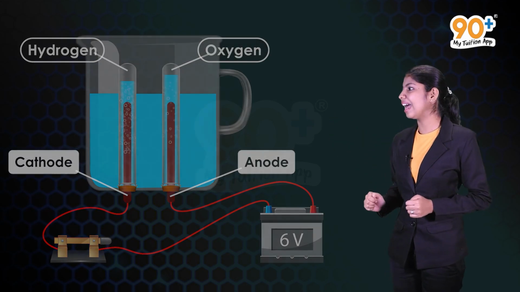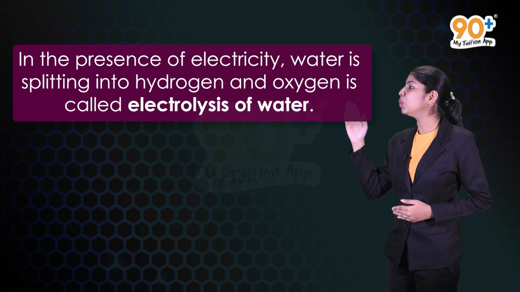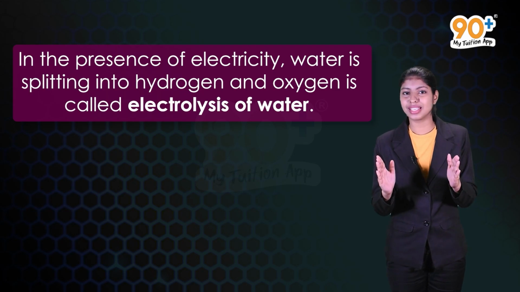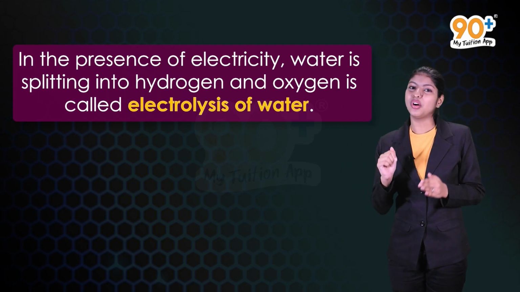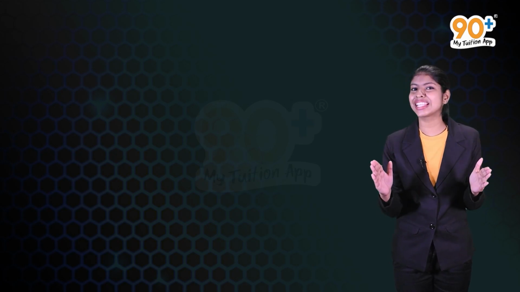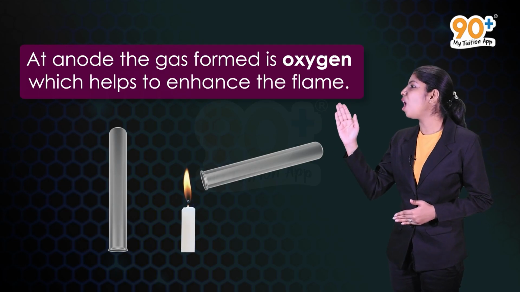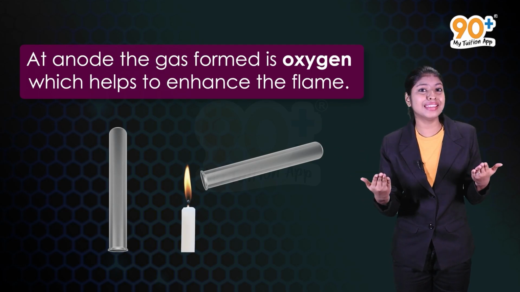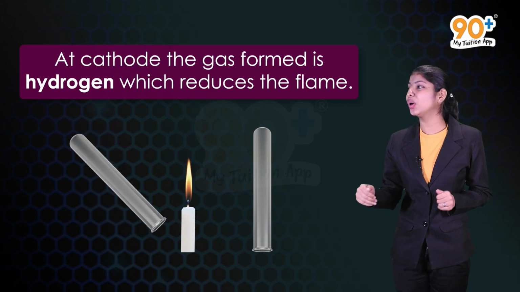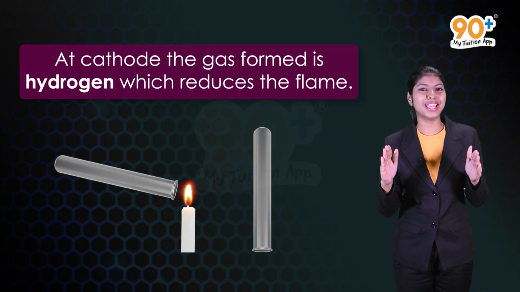So we can say that in the presence of electricity, water splitting into hydrogen and oxygen is called electrolysis of water. So friends, let's conclude the experiment: at the anode, the gas formed is oxygen, which helps to enhance the flame, and at the cathode, the gas formed is hydrogen, which reduces the flame.